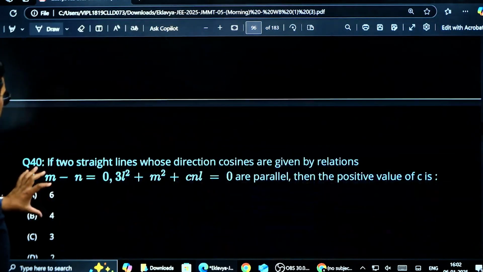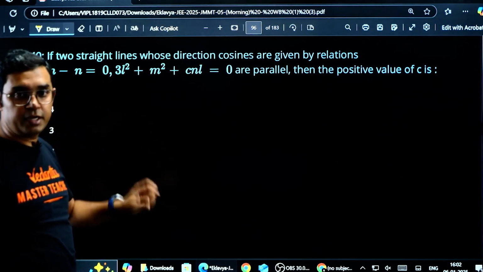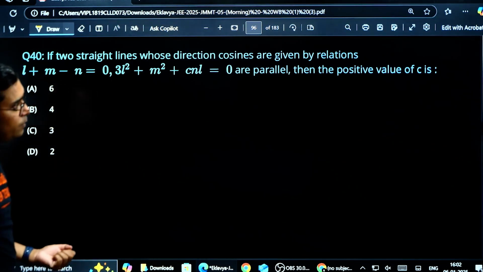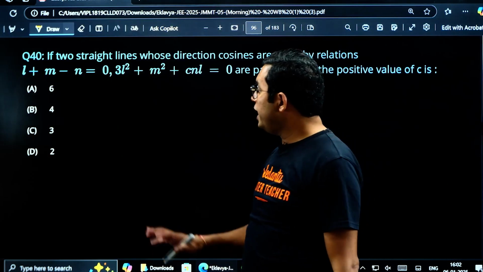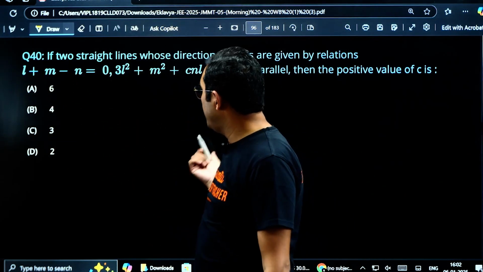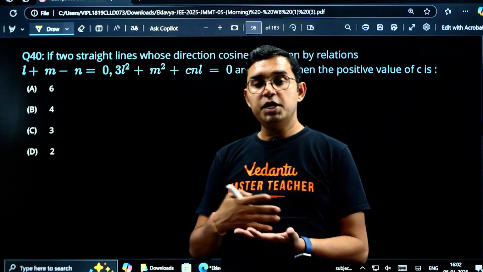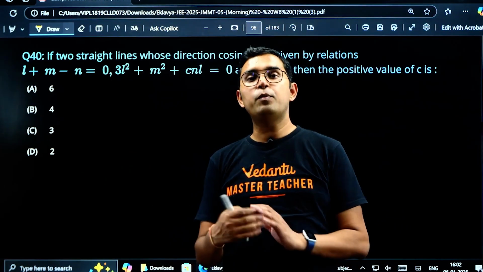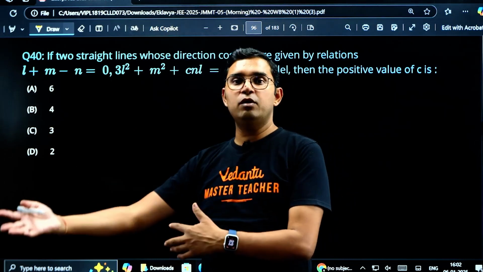Moving to the next question, that is 40. We are given 2 straight lines whose direction cosines are given by this relation, and they are parallel. Then what is the positive value of C? Okay. In such questions, we eliminate one of L, M or N, and because the lines are parallel, that means they should have equal or proportional direction cosines. Maybe all direction cosines of one should be the minus sign of the other.